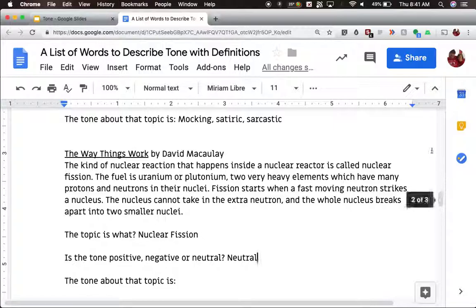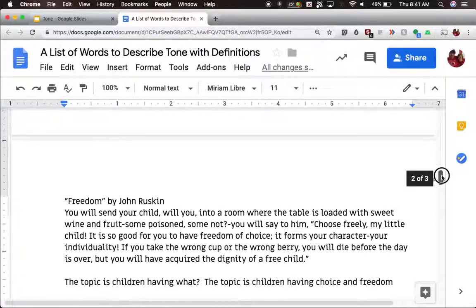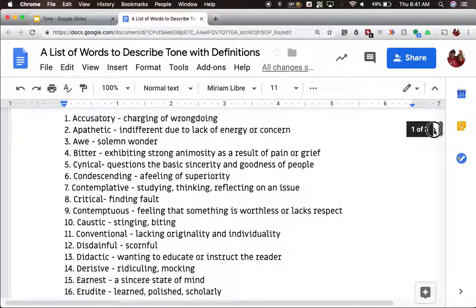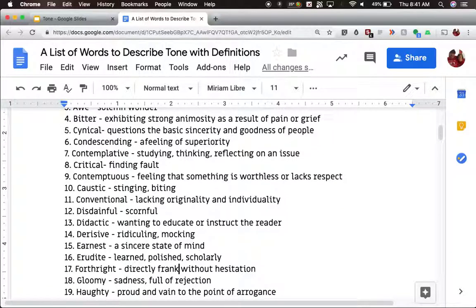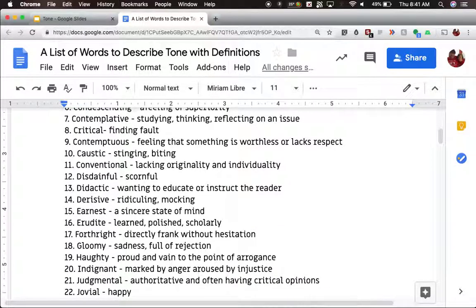And then going back up, looking for a neutral one. Apathetic is kind of neutral. You're indifferent. But that one's really you don't care. So I don't think this guy doesn't care, because why would he be writing it then? So let's look for a different one. Didactic, wanting to educate or instruct the reader. That might be a good one for this one. Erudite, learned, polished, and scholarly. That one might be a good one because it sounds really smart. I'm not a science person, but it sounds smart.